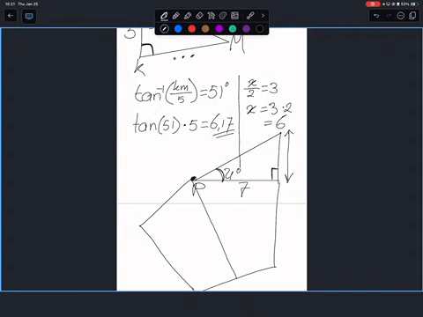So that is it. You just have to know angles of elevation and angles of depression. Know what they mean.